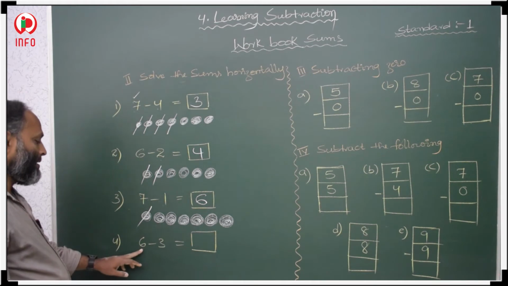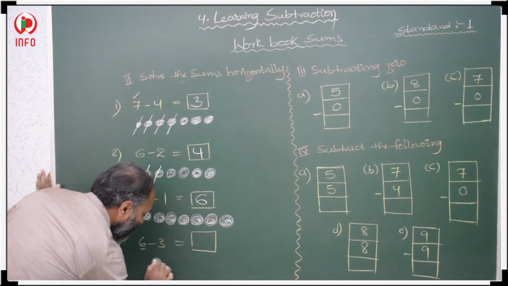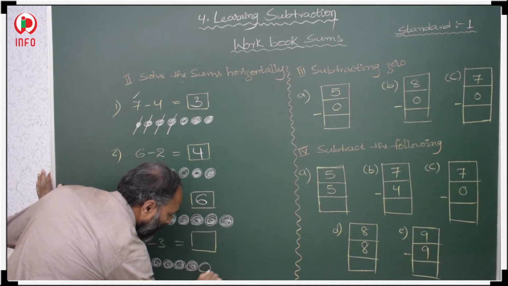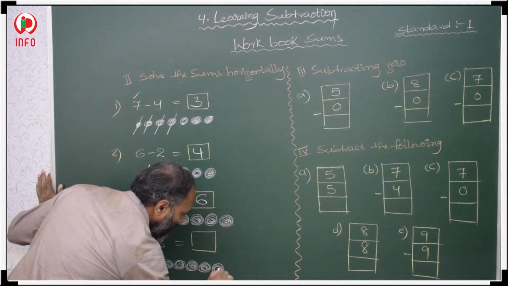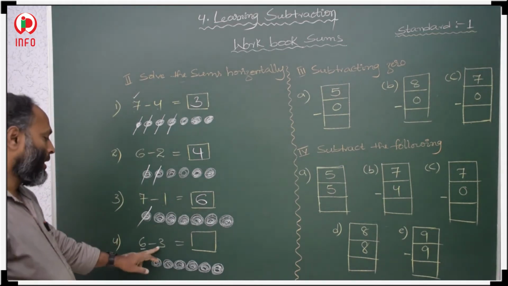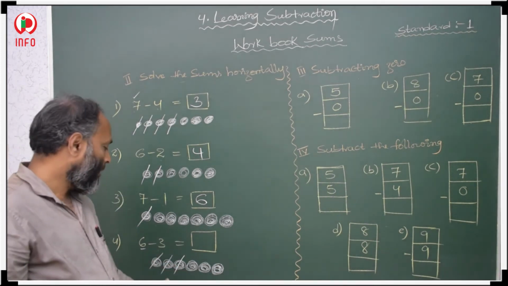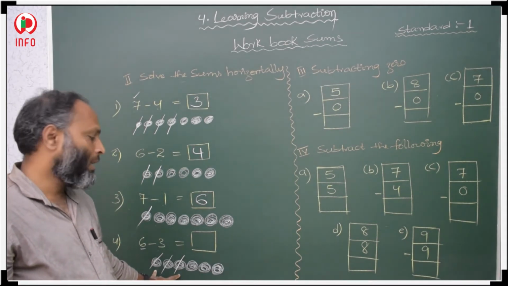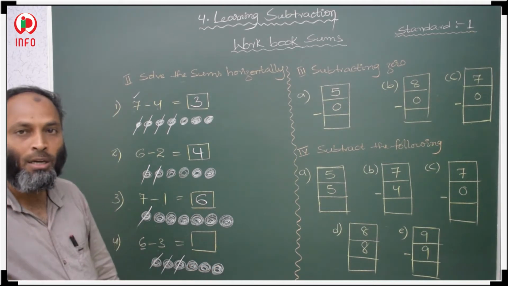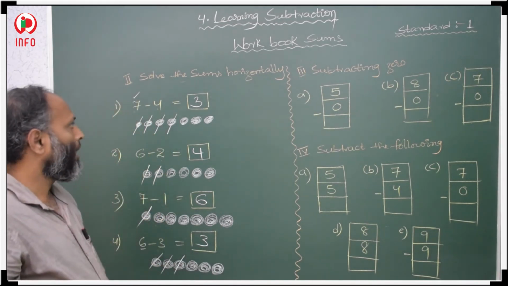In the same way, 6 dots. Total how many dots do we have to take? 6 dots. 1, 2, 3, 4, 5, 6. In these 6 dots, we have to subtract 3 dots. 1, 2, 3. After subtracting 3 dots, how many are left? 1, 2, 3. 3 dots left. The answer is 3. So this is the horizontal method.